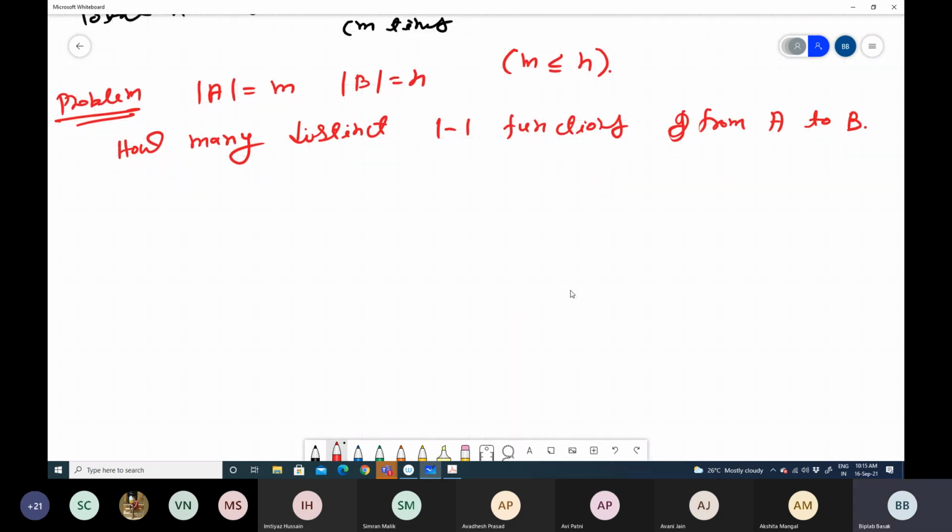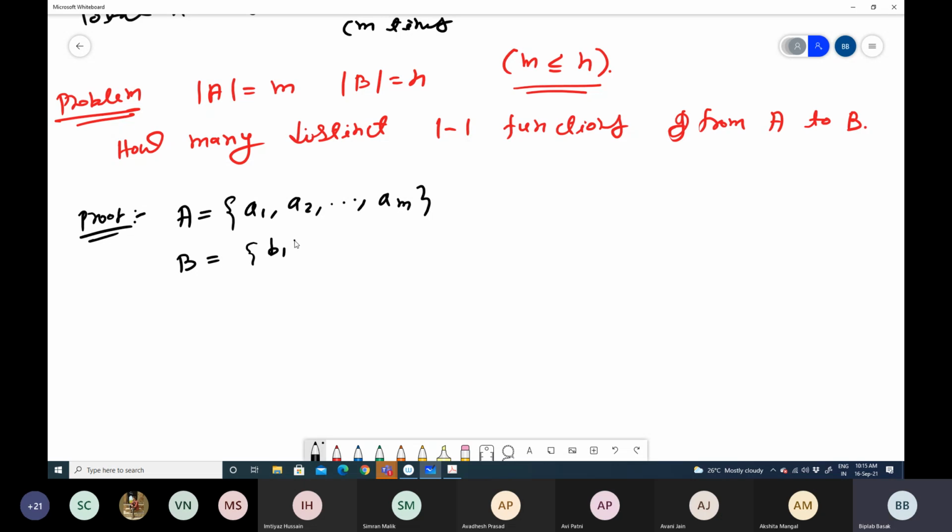Fine. So suppose I missed it. In the question it is also given that m is less than or equal to n. And thank you for the clarification. So what is the proof? Again, these problems you will find very easy because we have seen this kind of problem before as well. So A = {a_1, a_2, ..., a_m}, B = {b_1, b_2, ..., b_n}. It is fine if you don't write A and B in this way; I am writing it here to give more clarification.